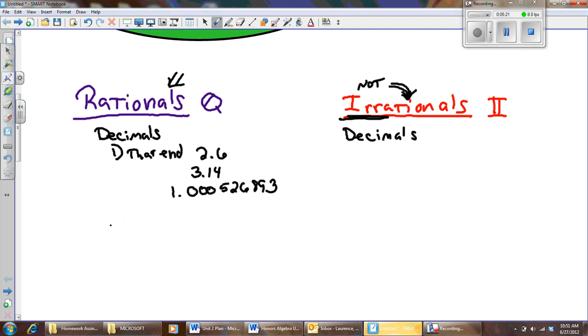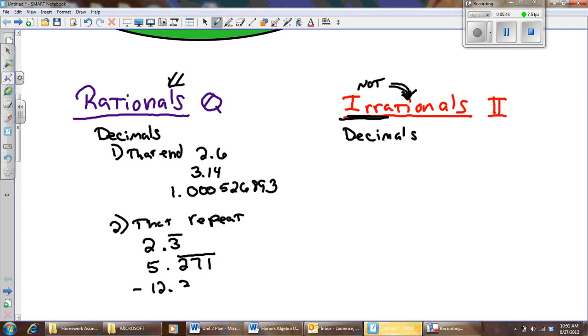They also include decimals that repeat. For example, 2 and 3/10 repeating like that. Okay, 5.271 and the bar is there. Negative 12.314 and the bar is only over part of the decimal. Okay, those are the special decimals.